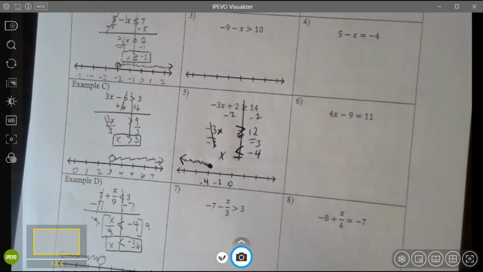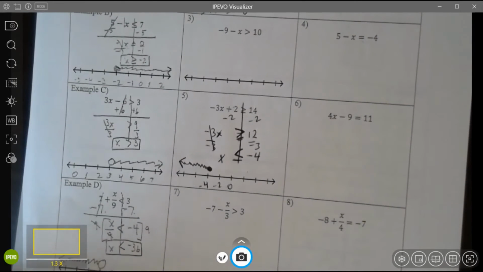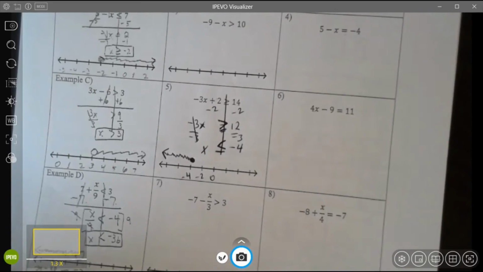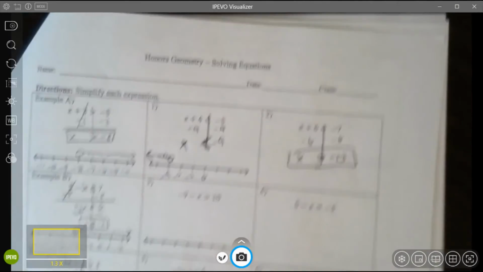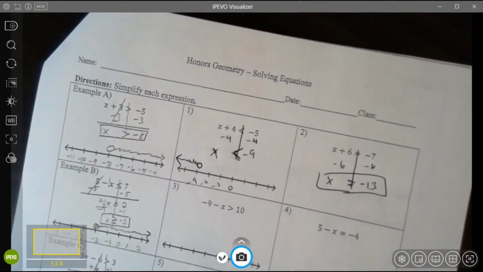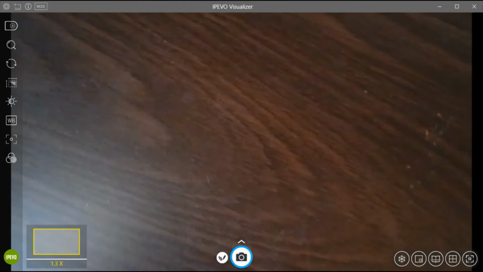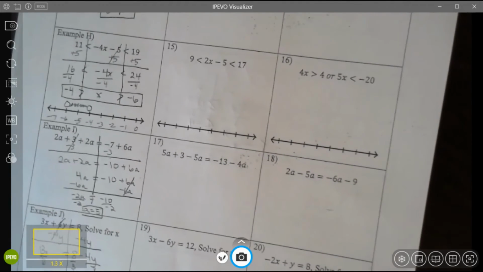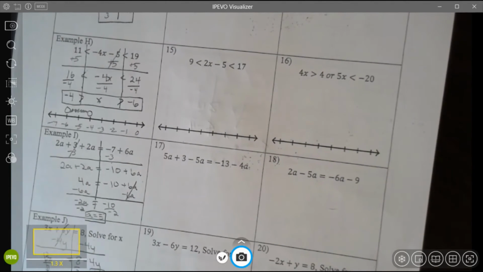That's how you're going to solve each of these. Those are on this first page. If you go to the next page, let's look at 15 and 16. Those are what we call a compound inequality. You've got two inequality signs in one.